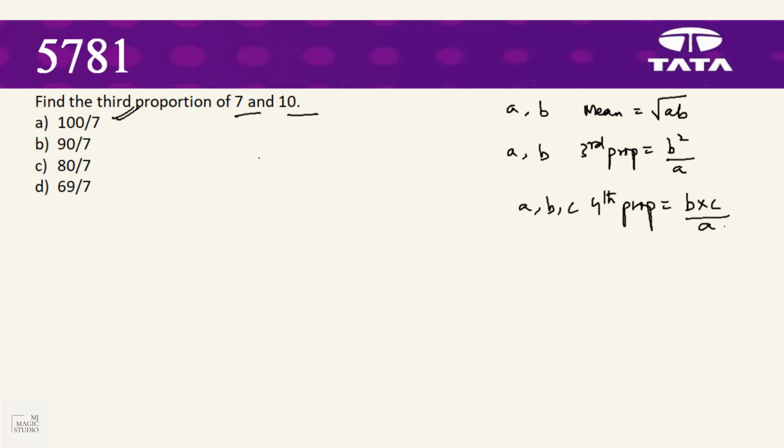Here A and B is given, they are asking about third proportion. Third proportion is B square by A, that is 100 by 7. Option A is the pick.